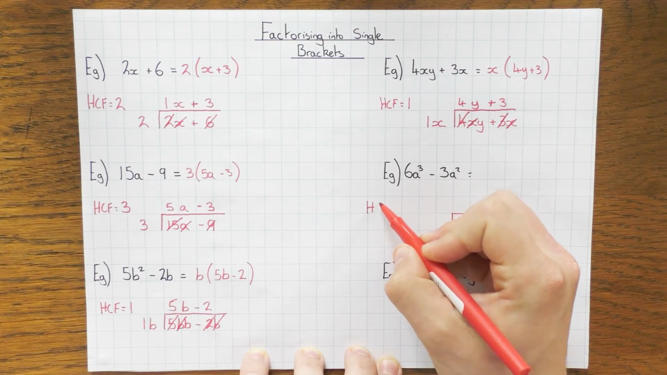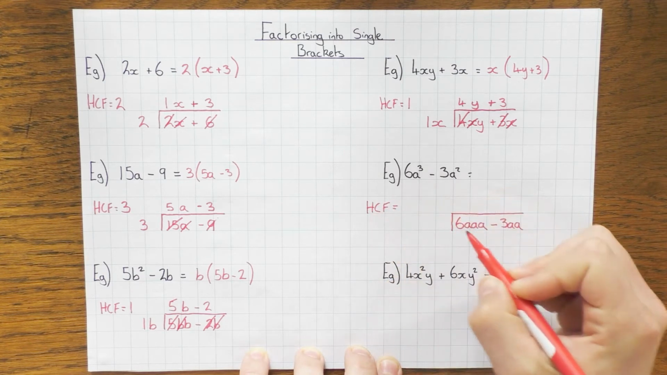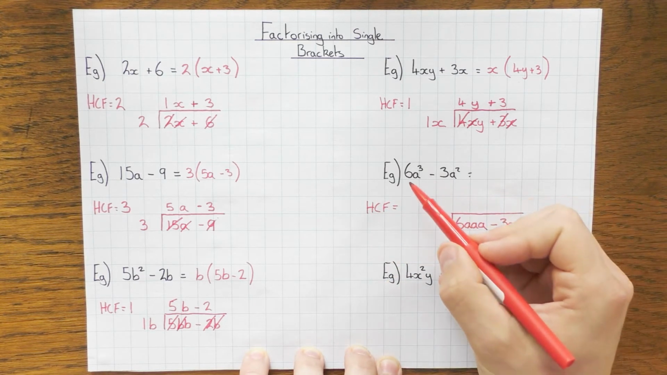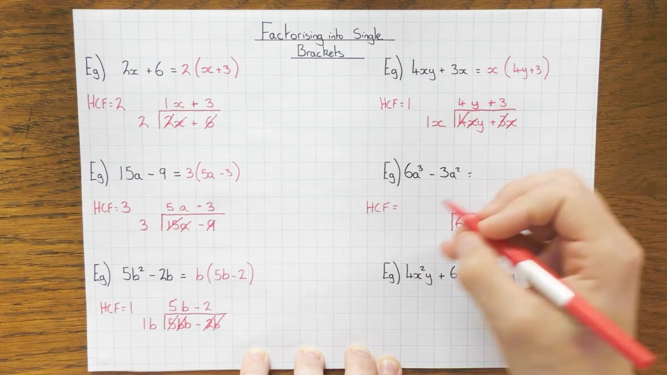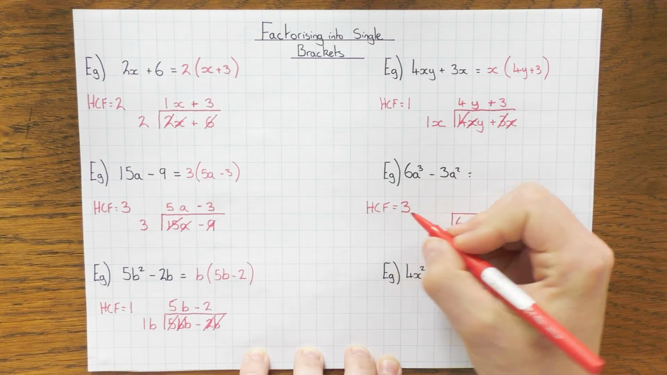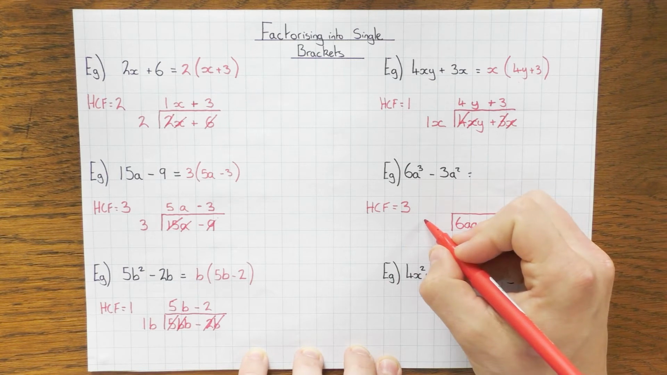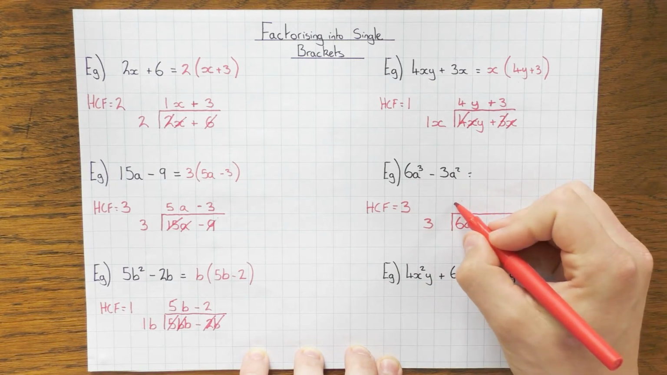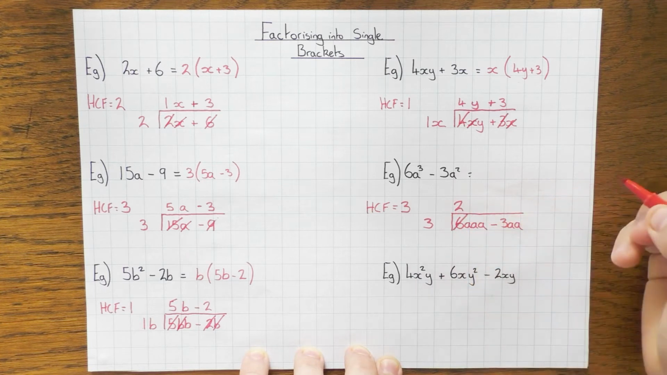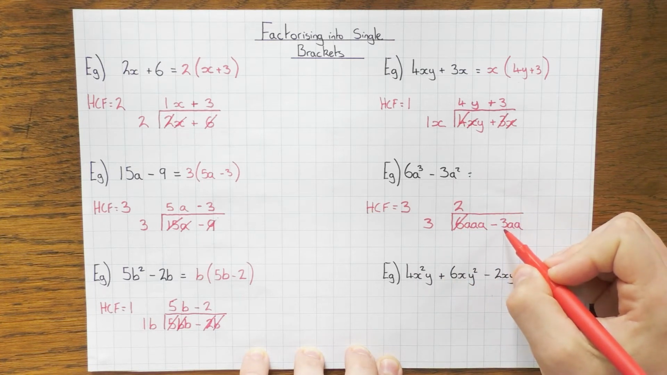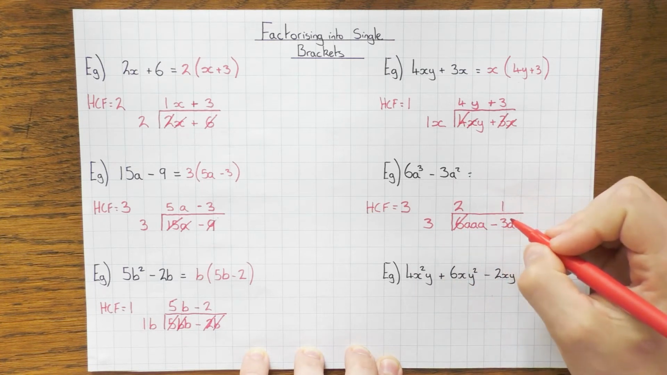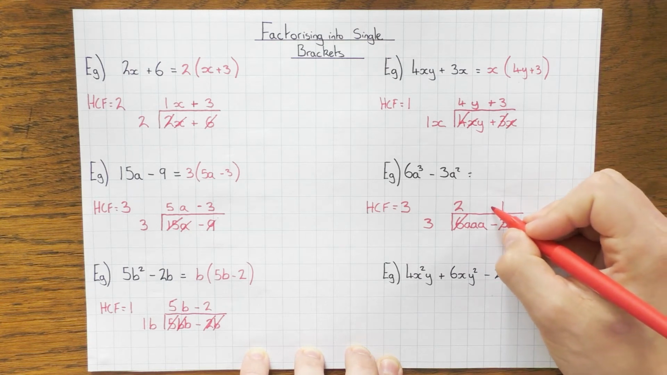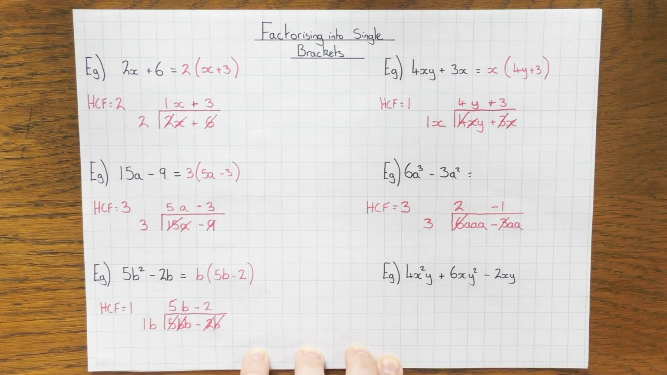Okay, highest common factor then, once you've written that out. In this case, what's the highest number that goes into 6 and 3? Well, that's going to be 3. So I'm going to put that on the outside of my grid here. 3 times what gets me 6? That's a 2, so that's now done. 3 times what gets me a 3, so that's a 1, and that's done, and of course I've got my minus there as well. Excellent.